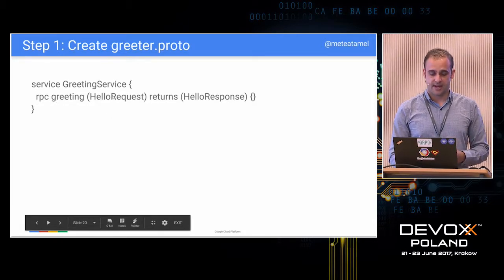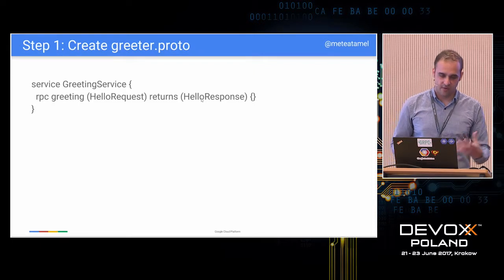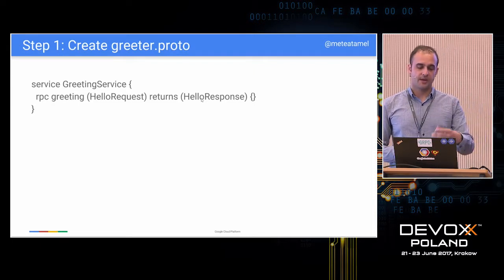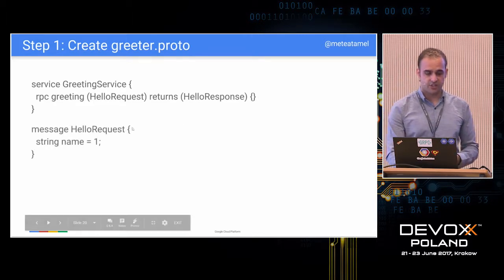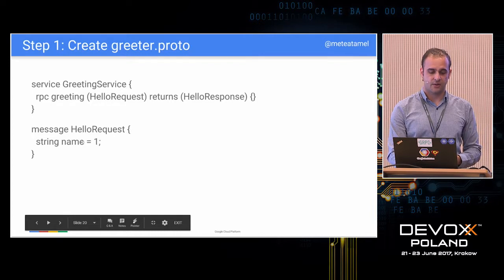And then it takes in a hello request message, and then it returns a hello response message, right? So this is a very simple service. But this hello request and hello response message, we need to define what they are. So I define my message, and I say this is a hello request, and it has a string name. So it only has basically a string in the message itself.